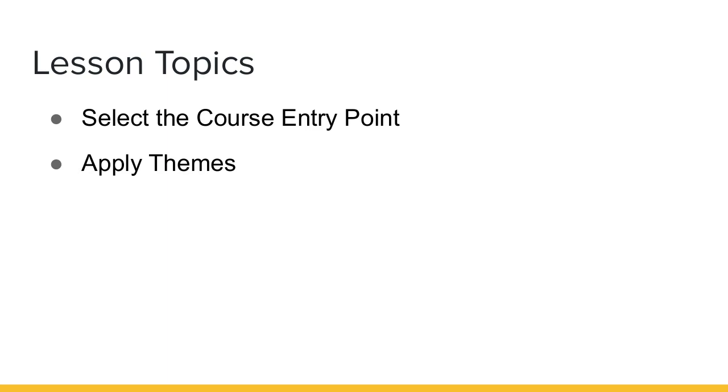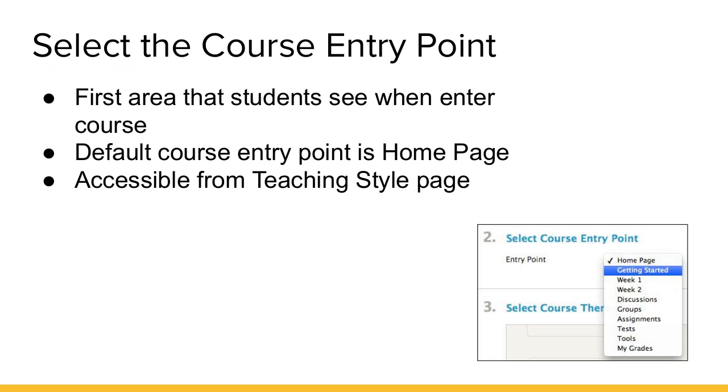All right, so first let's look at customizing your course. There are two main areas, and the first one is selecting the course entry points. This is where the students are going to, what page they're going to see when they first enter the course. So your default course entry point is the home page. Whenever that course is created, the automatic default is going to be your home page. And I'll show you what the default looks like here. Go over and do the screen share.